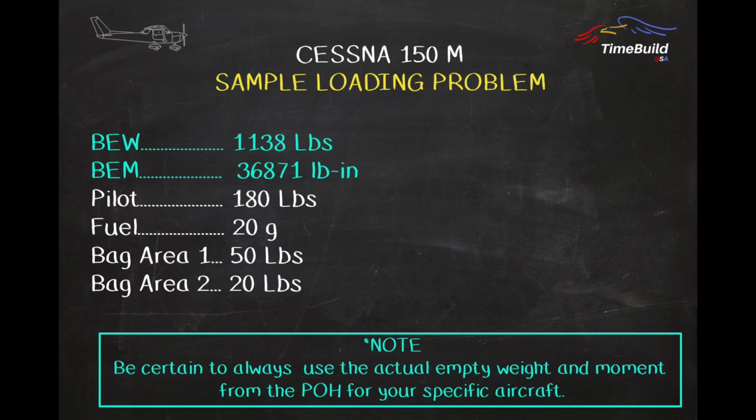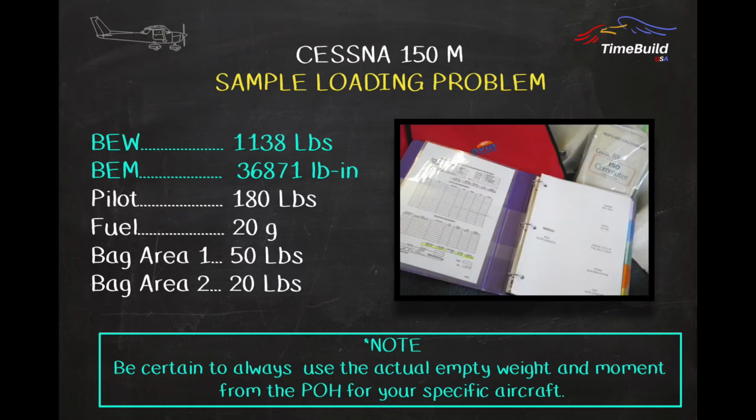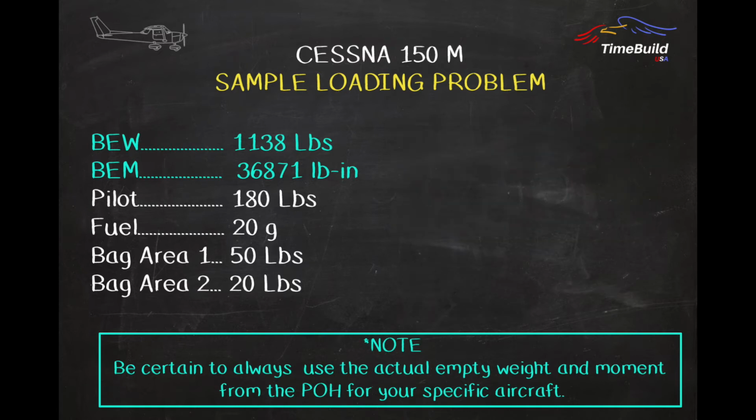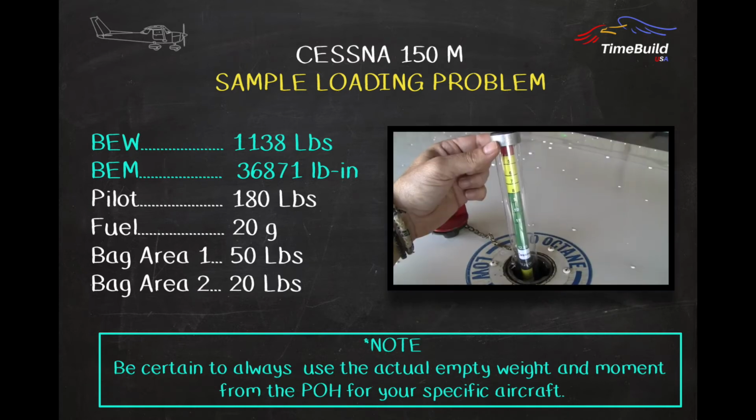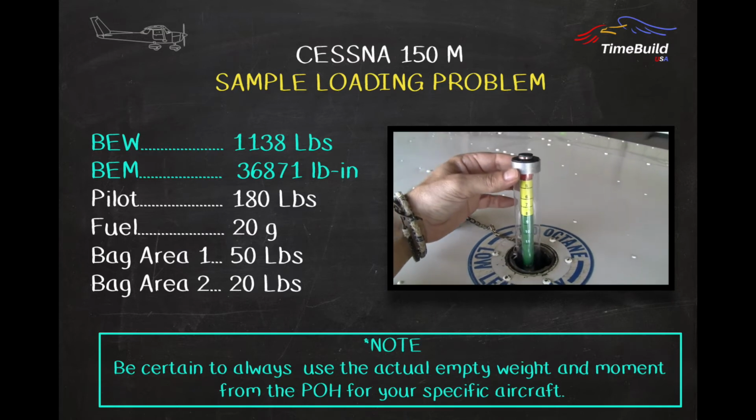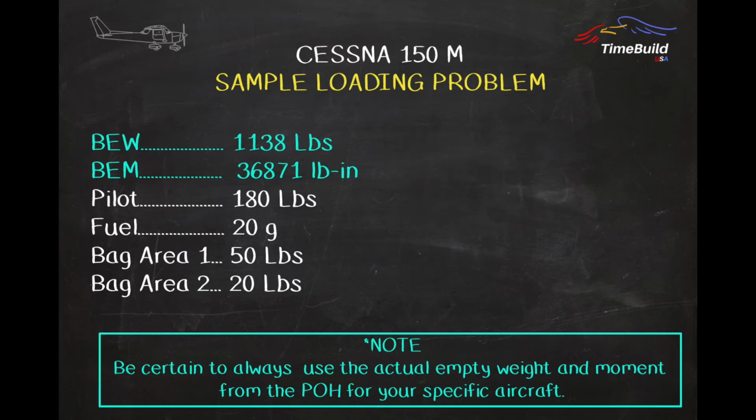Let's now take a look at a sample loading problem to help you become familiar with the process. The basic empty weight and moment must be obtained from the aircraft's approved flight manual or POH. The current weight and balance information is located in the front pocket of the POH supplements binder in the flight dispatch kit. For this flight, we'll use a pilot weight of 180 pounds. The fuel quantity was checked using the dipstick and found to be at 20 gallons total. Baggage area 1 is loaded with 50 pounds of luggage, and baggage area 2 with 20 pounds.